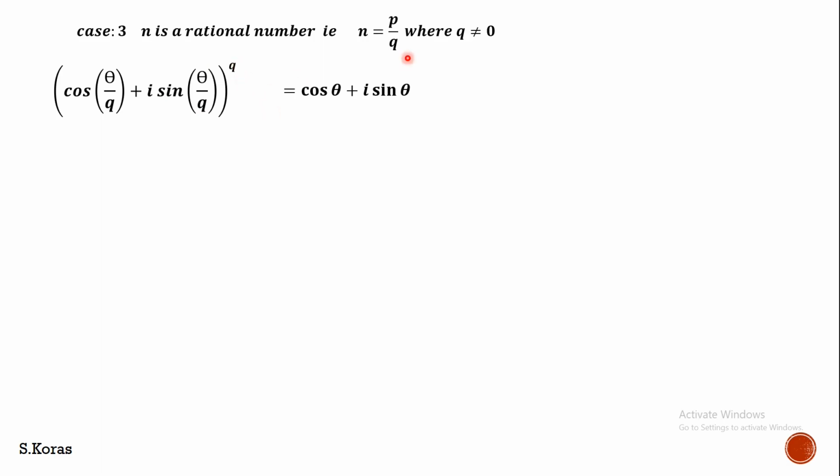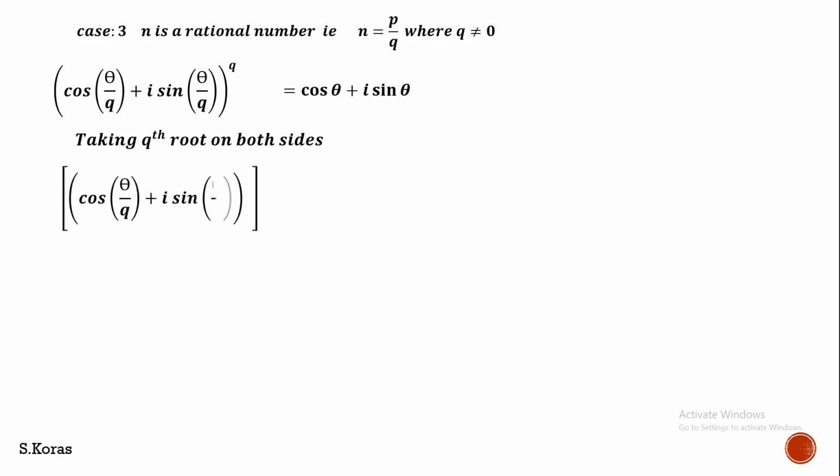Let us try to bring the power p by q to the right side. For that, let us do a small work. First, let us remove this power q by taking the qth root. Actually, our main idea is to bring cos theta plus I sin theta the whole power p by q. Here p is the power and q is the root. So first we are going to take the qth root on both sides. If we take the qth root on both sides, it will be like this.